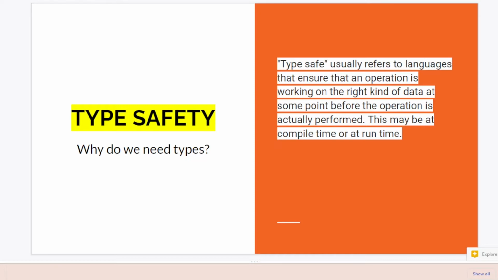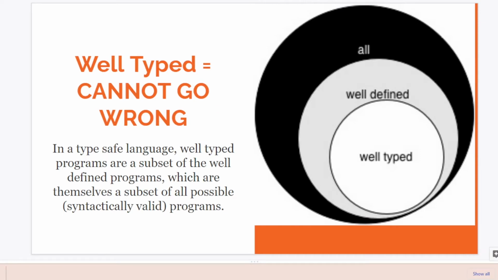So we don't want it to transform a string into, let's say, a number, which would then cause our program to fail at a certain point. And so the idea is well typed equals cannot go wrong. And so well typed, again, leads to a more well defined program. And that makes it a subset of all possible syntactically valid programs. And it makes your application more readable and more maintainable.